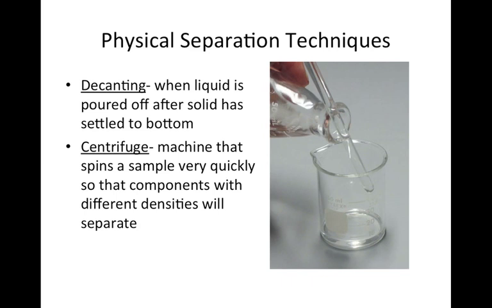And then the last one we see there is a centrifuge. It's a machine that spins around very, very quickly, and it separates everything out according to their densities.